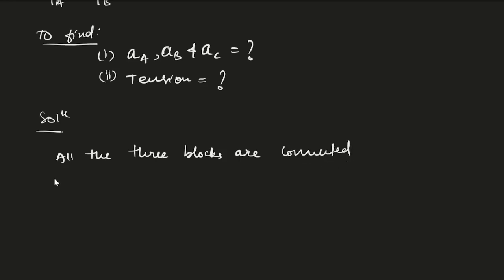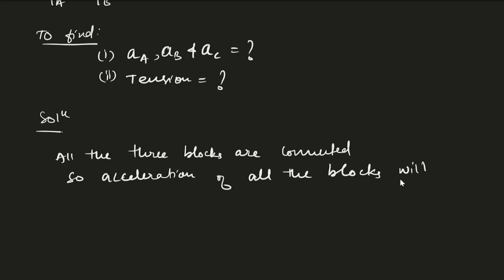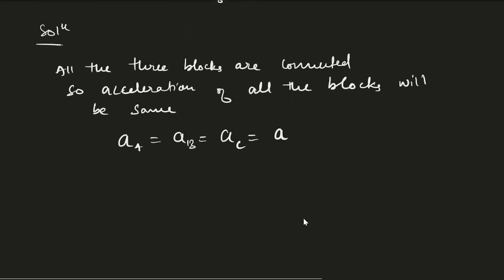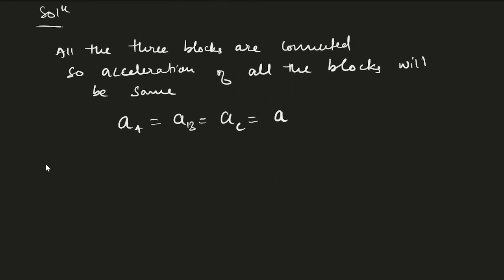So the acceleration of all the blocks will be the same. That means a suffix A will be equal to a suffix B will be equal to a suffix C will be equal to a. So we have to find only one acceleration, and that acceleration will be the same for all the blocks as well. Now, how are we going to find it?